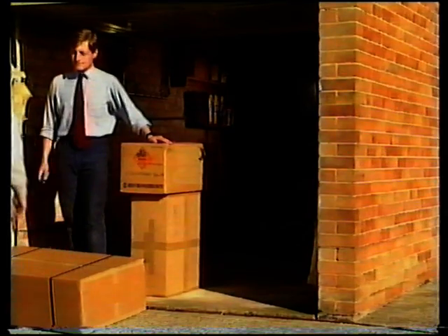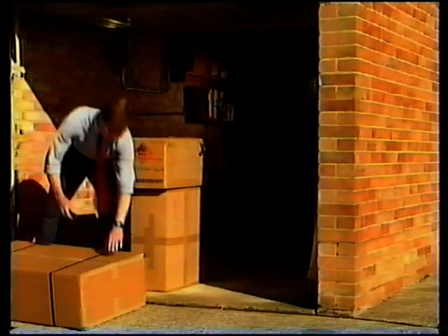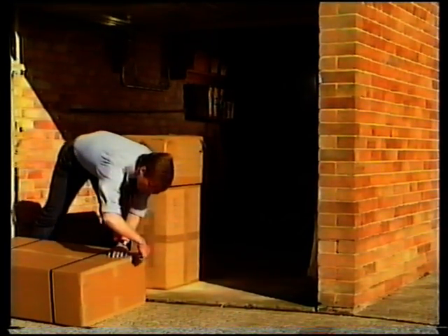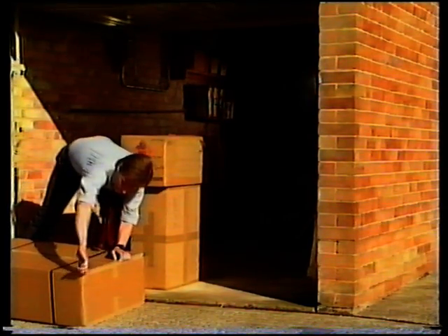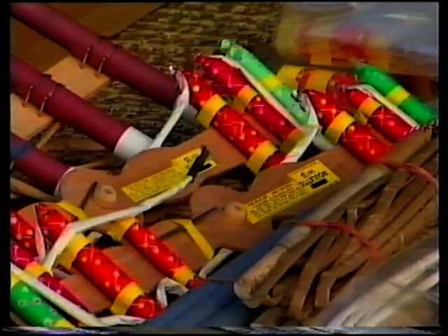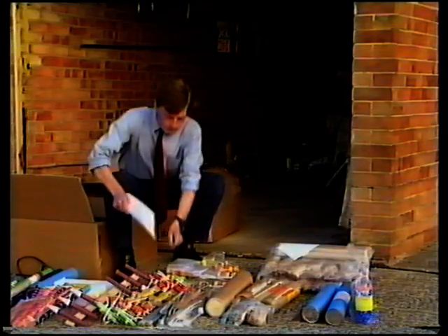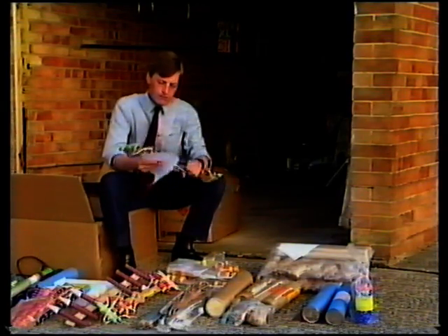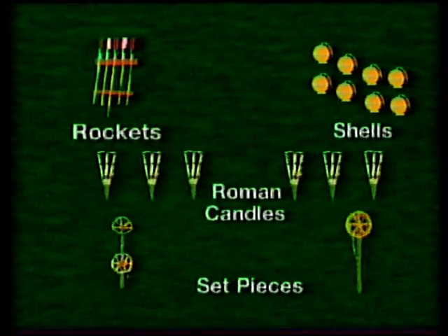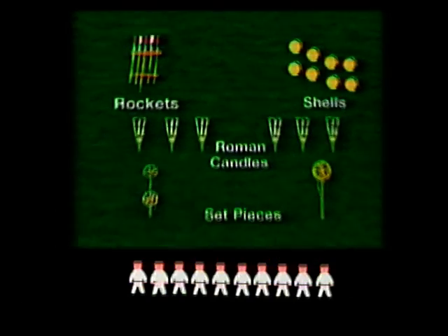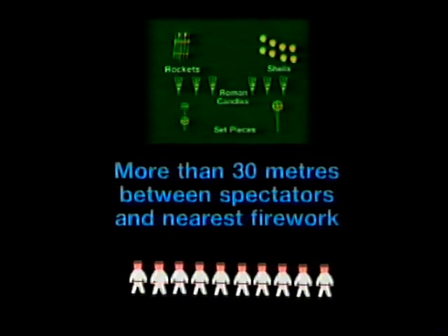Having ordered the fireworks in good time, when they arrive they must be stored somewhere secure and dry. This garage is suitable. It's brick-built and it's lockable. Now is the time to read the instructions on each firework and make sure you understand them. Draw up a firing plan with rockets and shells at the rear of the site, Roman candles in the center, and the static pieces towards the front, with more than 30 meters between the spectators and the nearest firework.